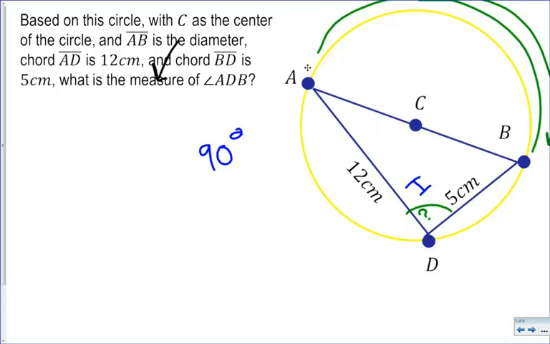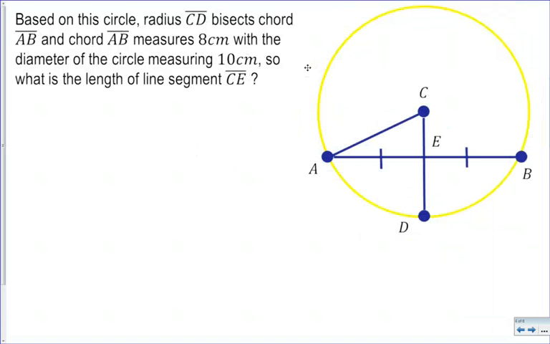Okay? So you can see a lot of these questions require no work other than knowing your circle stuff. Look how many calculations I had to do here. Nothing. Now, that's not going to apply in the next one, but let's see. All right, so here's what we got with this one.